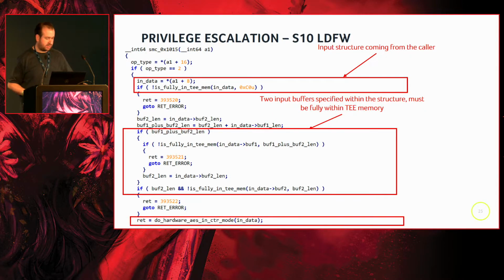After all these checks are done, it will call some hardware functionality that will do an encrypted DMA from the first buffer, encrypting data into the second buffer.